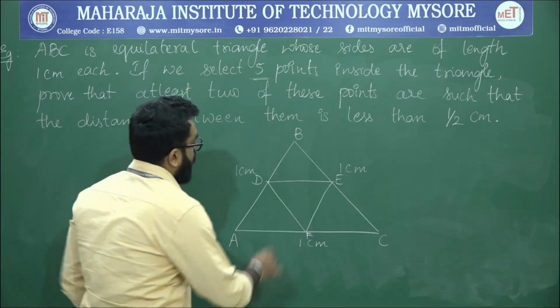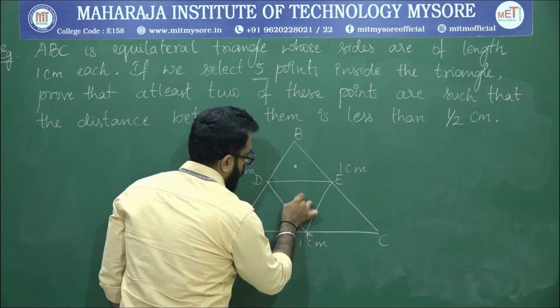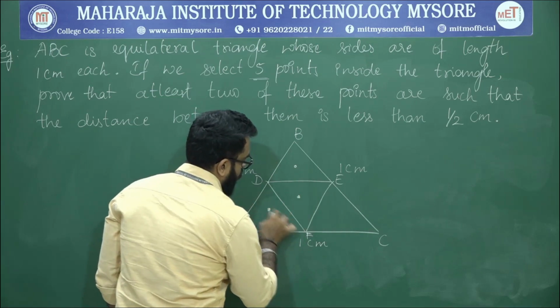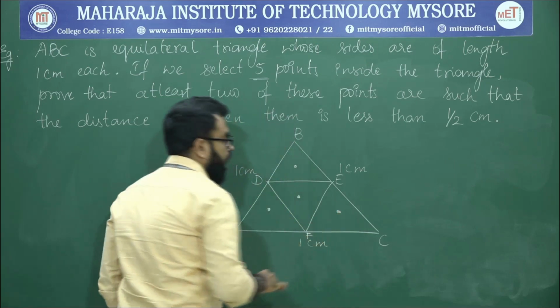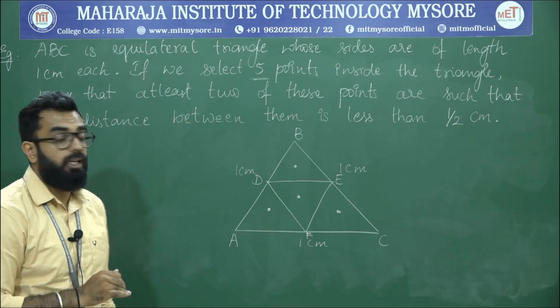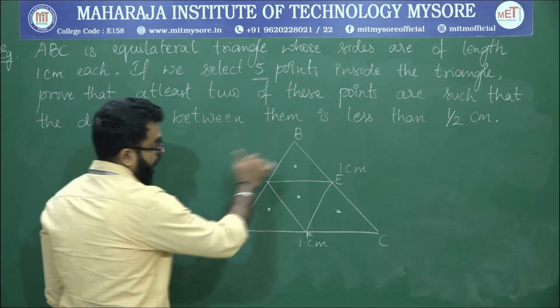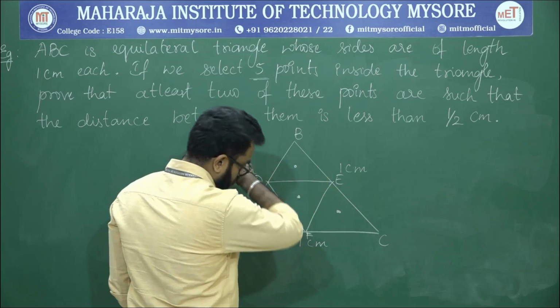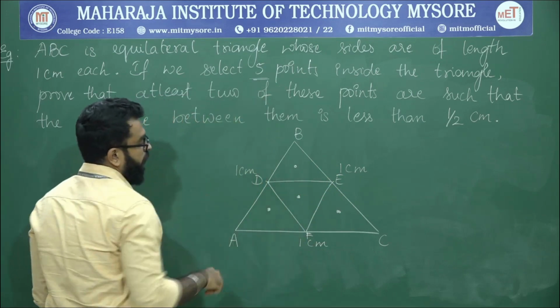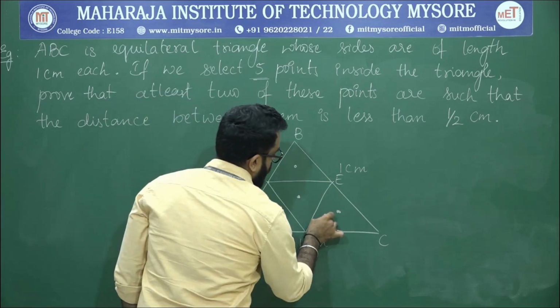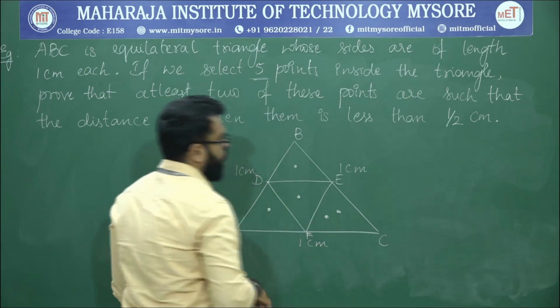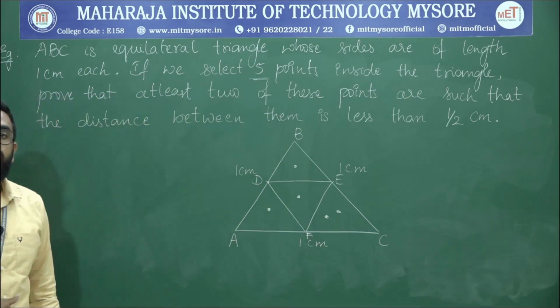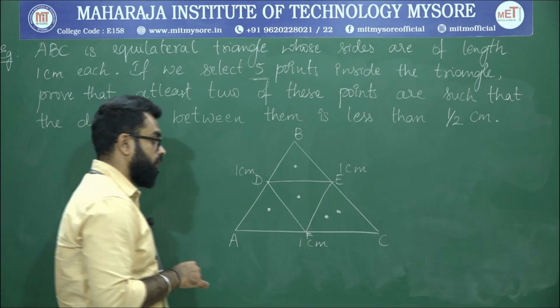Now we have 4 pigeonholes and I am trying to accommodate 5 pigeons in them. I can place 1 pigeon in each pigeonhole, but the 5th pigeon has to go into one of these 4 pigeonholes. So at least 1 pigeonhole will contain more than 1 pigeon.